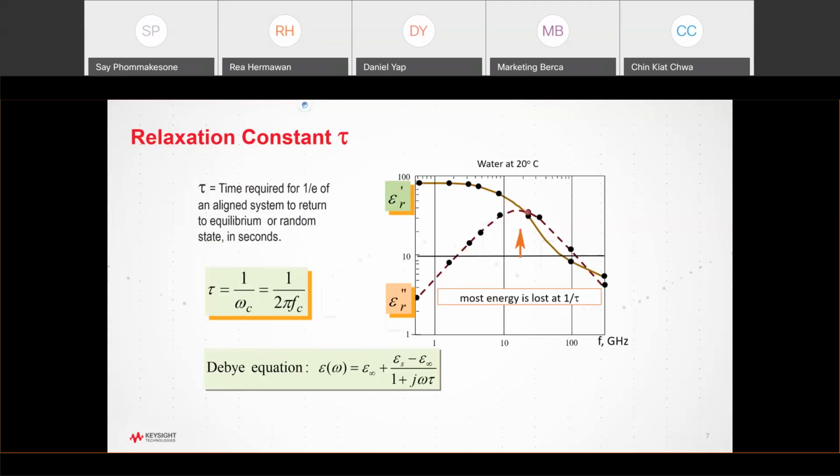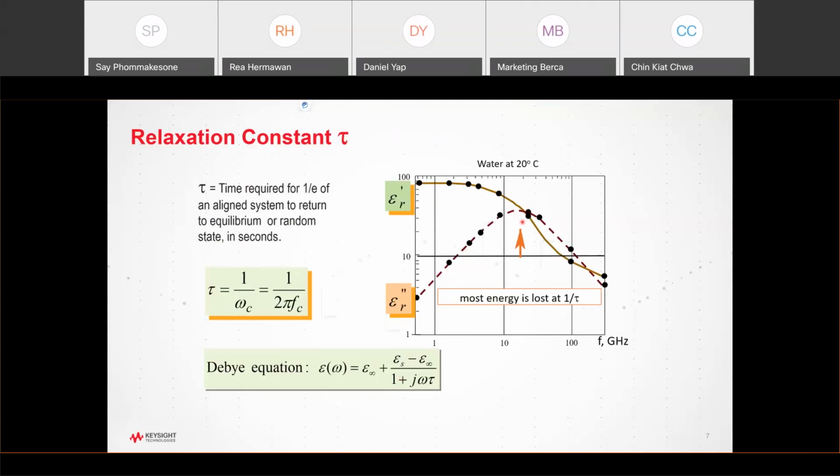So this is where the molecule cannot keep up with the frequency rotation. It is sometimes used in the Debye equation to figure out when that material is back to its original state when the field is removed from the materials.